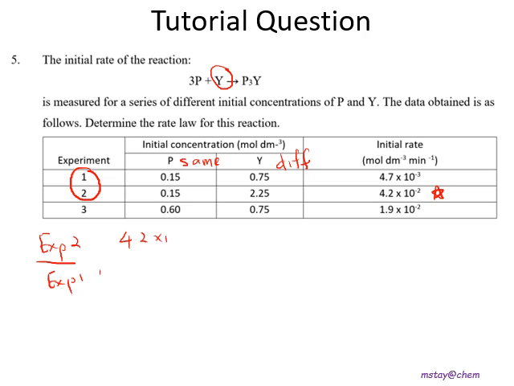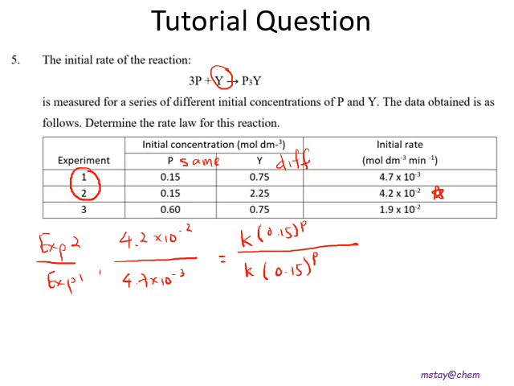4.2 exponent negative 2 over 4.7 exponent negative 3. If you want to write it like this, also k over k. Then for experiment 2, the P is 0.15 to the power of P, and for experiment 1 also 0.15 to the power of P. For the concentration of Y in this case, it is 2.25 to the power of Q, and then 0.75 to the power of Q. So k and k can be cancelled out. 0.15 to the power of P also can be cancelled out. So in the end, when you do the calculation, you will notice that Q is equal to 2.